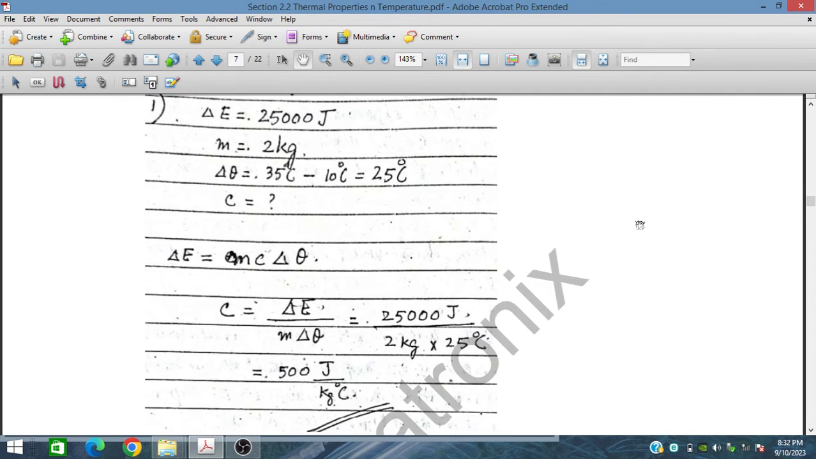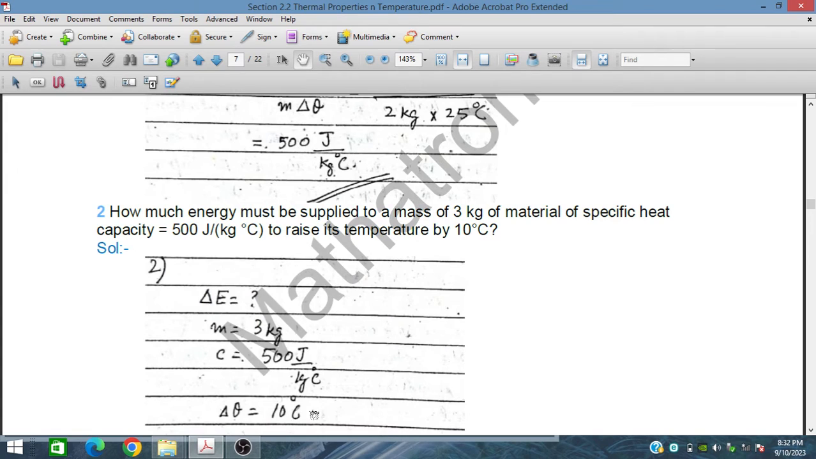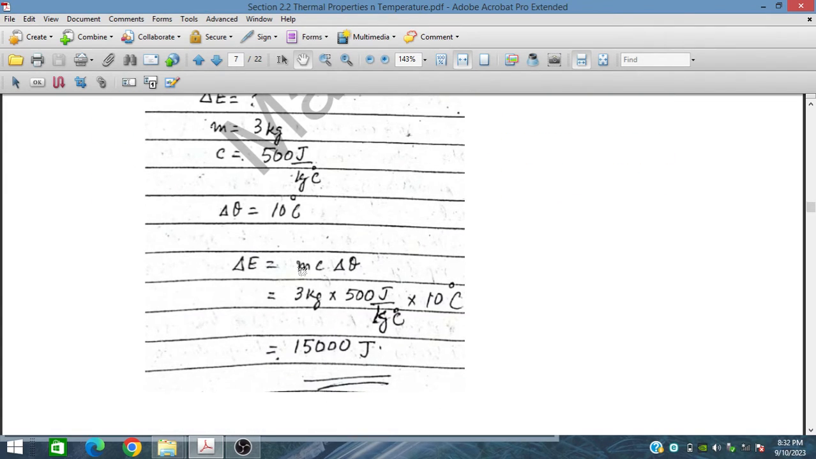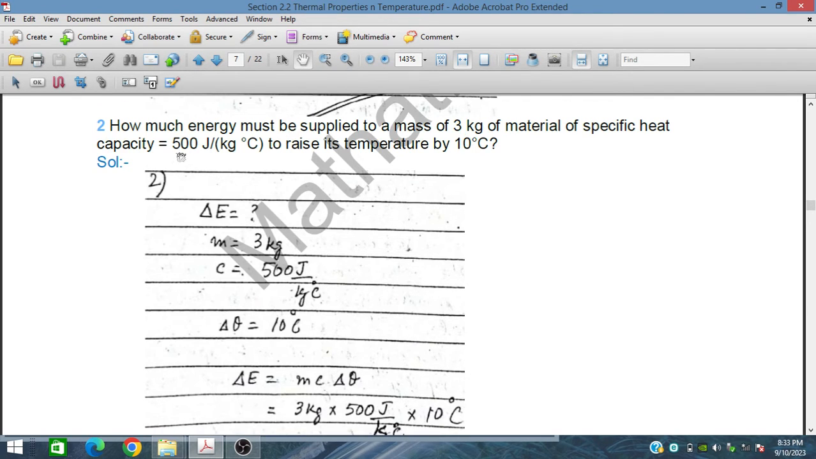Here in the first problem 25 degrees C increased, in this case only 10 degrees C increases, so much lower energy will be required. So m c delta theta: m is 3 kg, c is 500 joules per kilogram Celsius, and the temperature rise is 10 degrees C. The Celsius will cancel, the kilogram will cancel, and eventually we get joules. So this is 5,000 and 3 times is 15,000 joules. This much energy will be required for a 10 degree rise for 3 kg of mass.